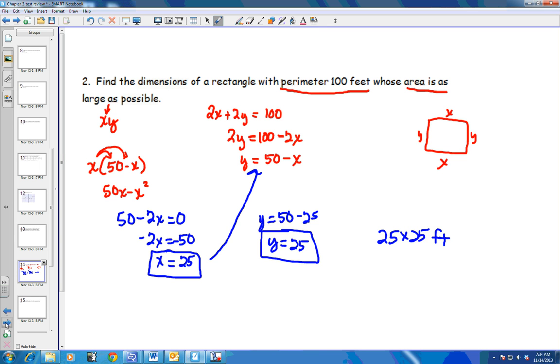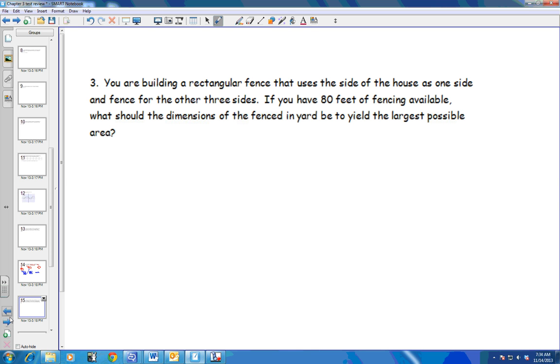All right, number 3. You're building a rectangular fence that uses the side of a house as one side and fence for the other 3 sides. So I'm going to say that this is the side of the house. All right, so I know I'm going to have a fence like this. If you have 80 feet of fencing available, what should the dimensions of the fenced-in yard be to yield the largest possible area? So again, I have the perimeter of this fence. So this side is going to be x, this side is x, this is y. So I know that 2x plus y, and it says I have 80 feet available, so this can equal 80 feet.